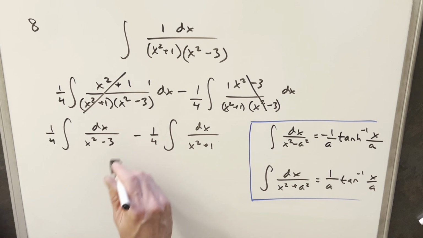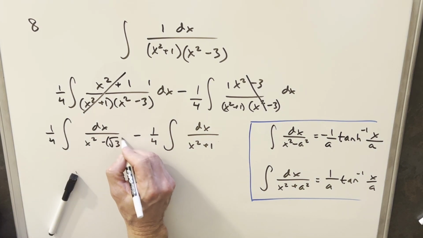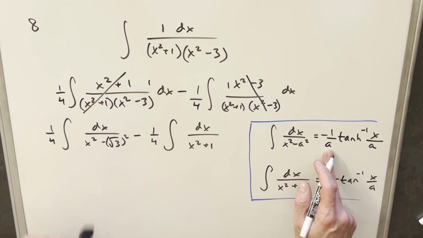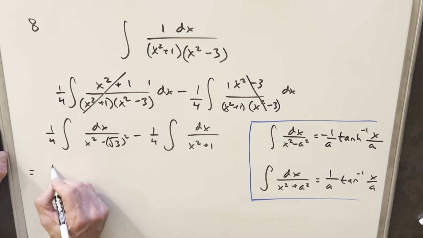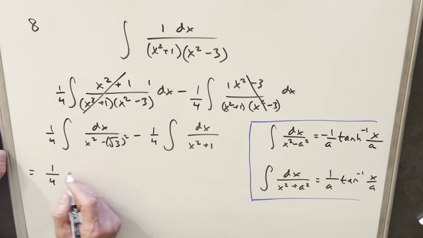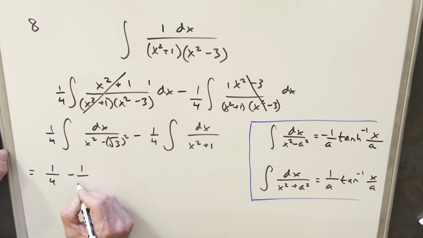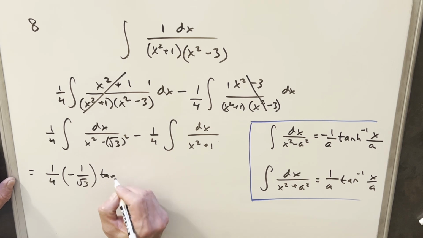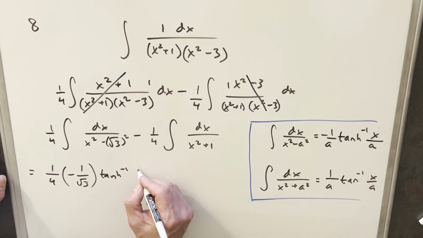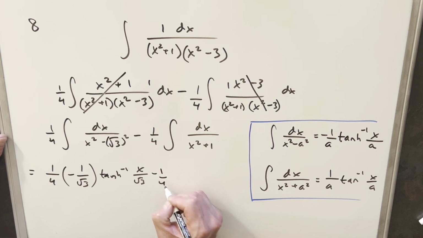What we can do here is instead of having a 3, I can rewrite this as square root of 3 squared. And then in this case, our a value is just going to be this square root of 3. So let's use this to finish it off. We're going to have this 1/4 out front. Then for our a value here, we want a minus 1 over square root of 3. We'll have our hyperbolic tangent right here, and then just x over square root of 3. And then here we'll have our minus 1 over 4.